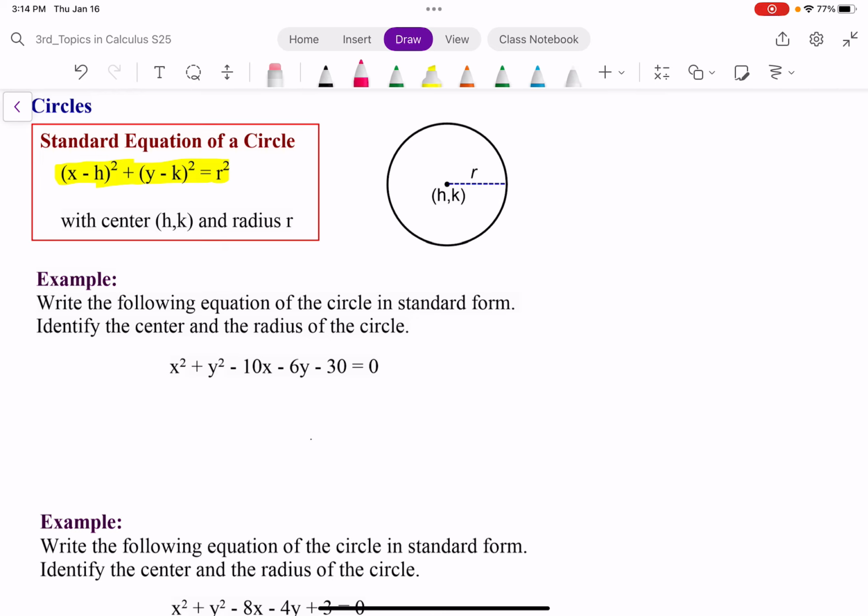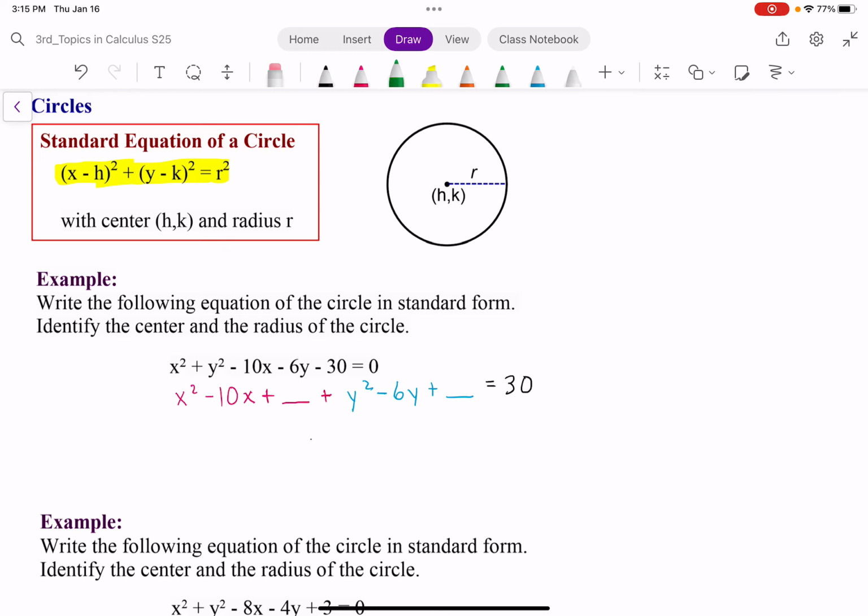And so that means we need to complete the squares. So the first thing I'm going to do is rearrange the x's together. Put a blank so that I can complete the square. And then put the y's together. And then anything that was not an x or a y, move to the other side.